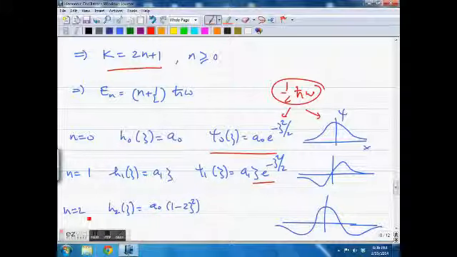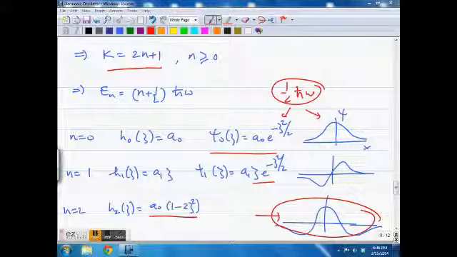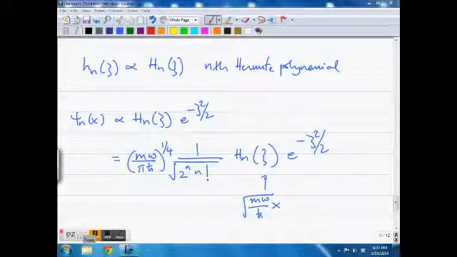For n equals 2, I get the next even wave function, which once a0 is specified, gives me an a2, which is minus twice a0, and then it truncates. And so the function h2 looks like that. I multiply by Gaussian and get this function that I've sketched here. These polynomials, of which I've constructed the first three, have a name. They're called the Hermite polynomials.